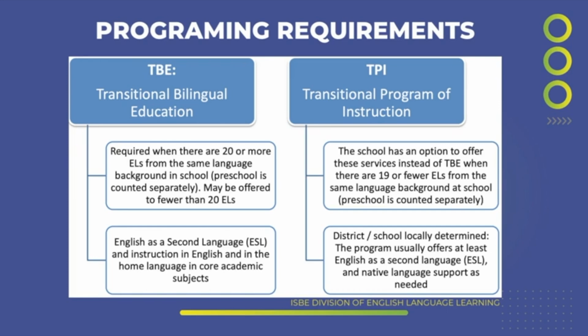The first is TBE, or Transitional Bilingual Education. When a school has 20 or more English learners from the same language background, the school is required to provide bilingual education. This means teaching core academic subjects in the home language and English as a second language. The other category is TPI, or Transitional Program of Instruction. If the school has 19 or fewer students from the same language background, the school must provide English as a second language instruction and native language support as needed.